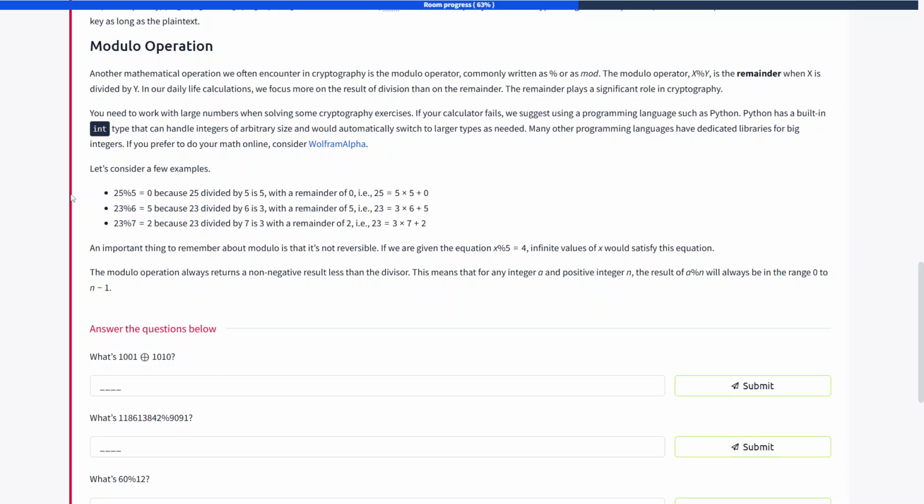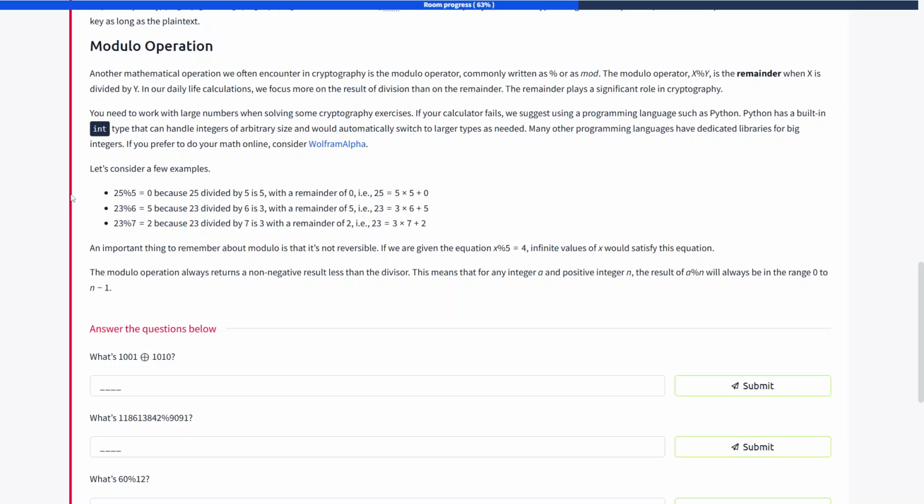Let's see some examples for modulo operations. So 25 mod 5 will result in 0 because 25 divided by 5 is 5 and the remainder is 0. Then 23 mod 6, the result will be 5 because when 23 is divided by 6, we will get the remainder of 5. And similarly 23 mod 7, we get the result 2 because when we divide 23 by 7, we will get the remainder 2.